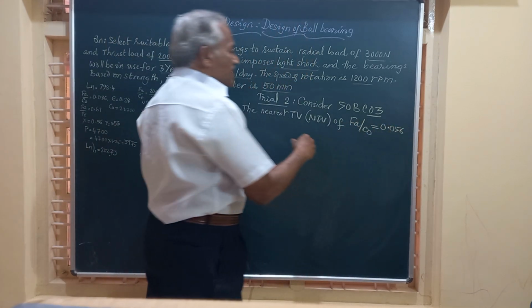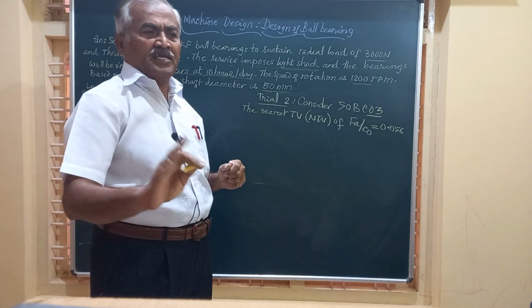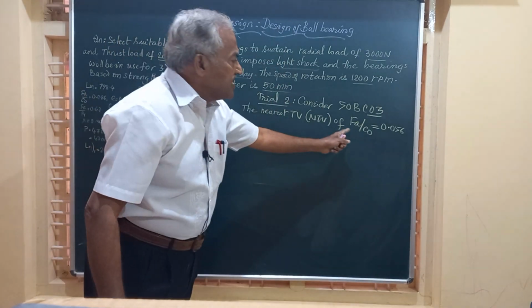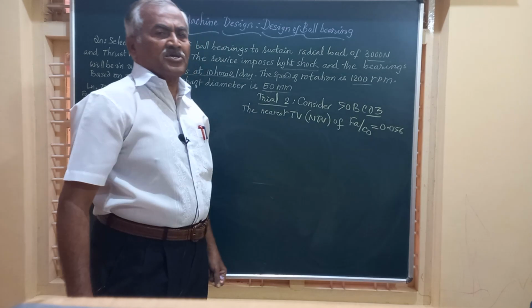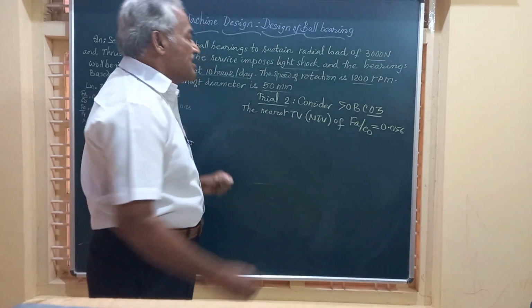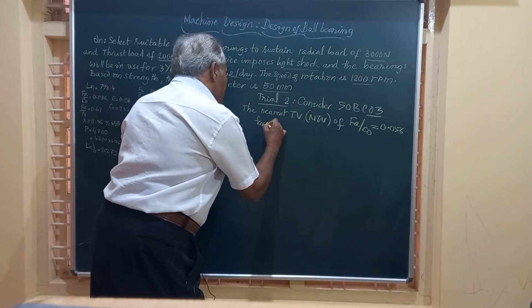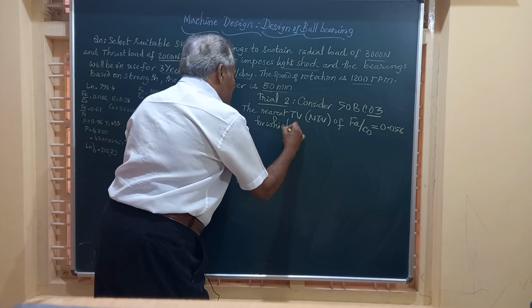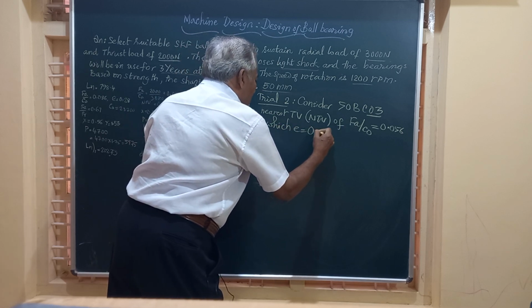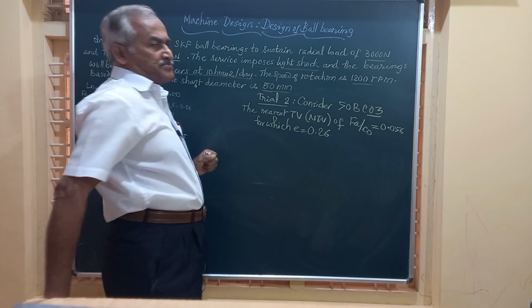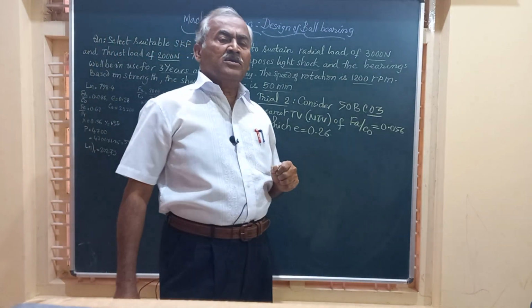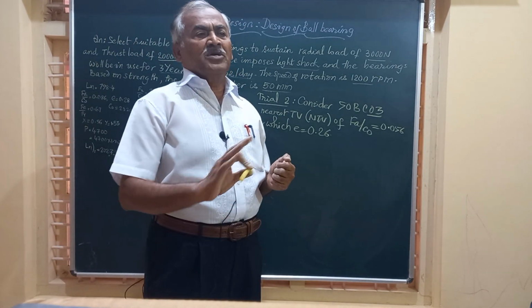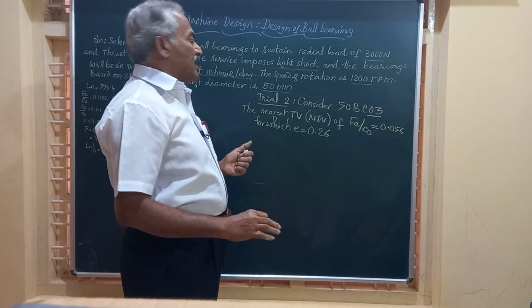See, we have calculated FA over C0 to be 0.053. Refer to the table. The available value of FA over C0 is 0.056, for which e is equal to 0.26. Y is required. So based on e, we should be able to calculate the value of X and Y.